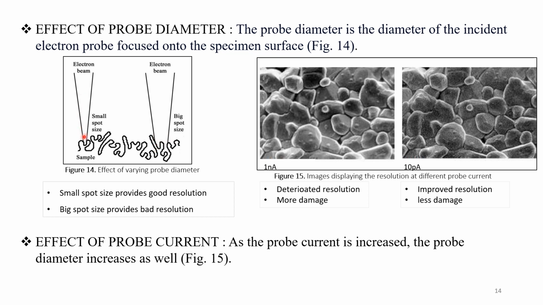However, if the probe diameter of the electron beam is decreased to a small spot size, we get good resolution because the electron beam is focusing onto a small portion and giving us good resolution of that area.